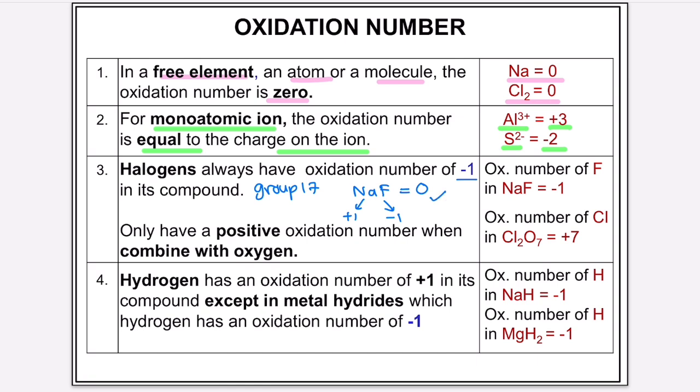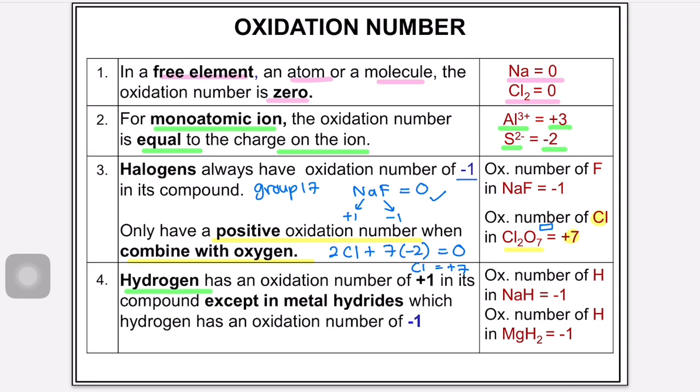However, there is an exception here whereby they will have a positive oxidation number if they combine with oxygen. So in this case, you can look at Cl2O7, and the oxidation number of chlorine here will be +7. So let's quickly work that out. We will have 2 chlorine plus oxygen. How many oxygens do we have? We have 7 oxygens, so each oxygen will carry a -2 oxidation number. All of this must sum up to 0 because there is no charge for this compound. If you continue doing your algebra over here, you will realize that chlorine has a +7 oxidation number. Alright, so let's continue.